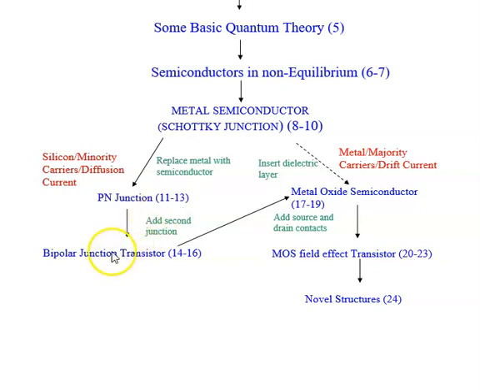And then we add another junction, so we have 3 separate semiconductor materials with 2 junctions in the middle, and that is called a bipolar junction transistor, or BJT, and that is covered in Chapters 14 to 16. Again, it's a little boring. 14, equilibrium, 15, non-equilibrium, and 16, worked problems.